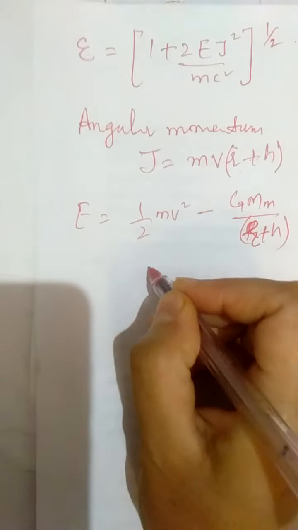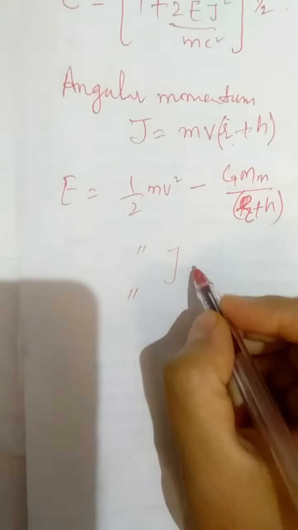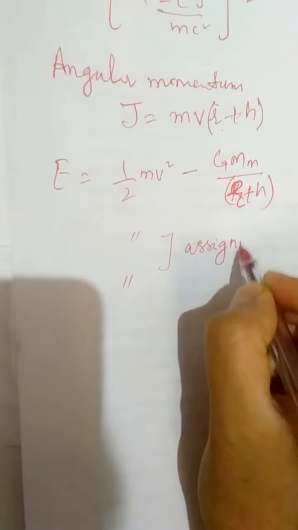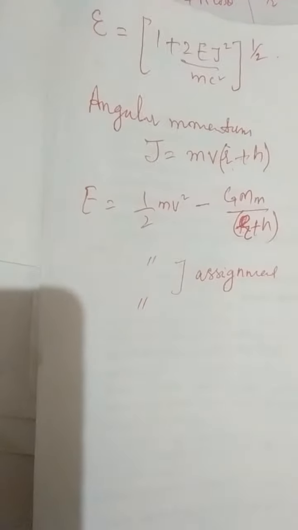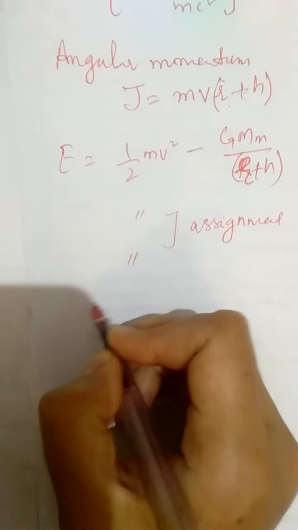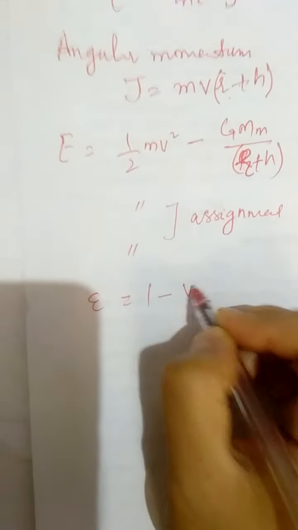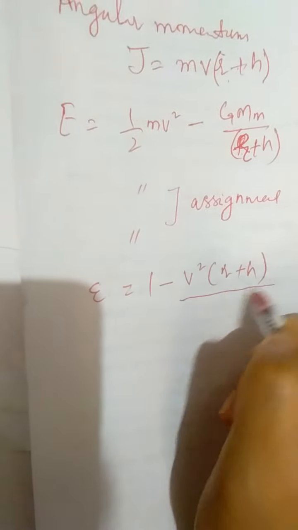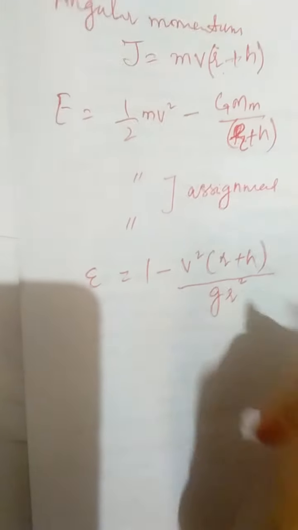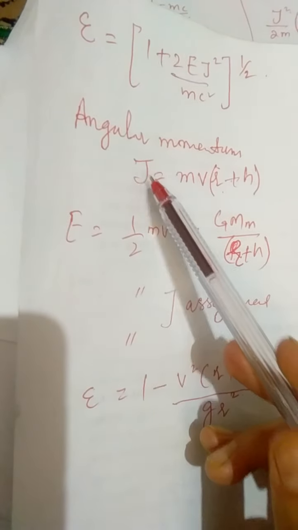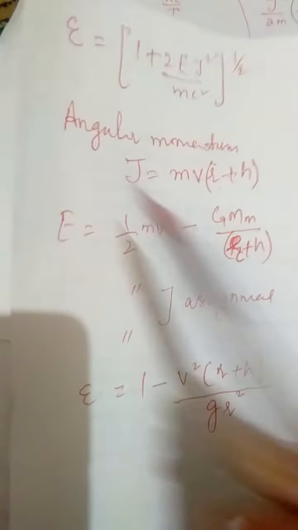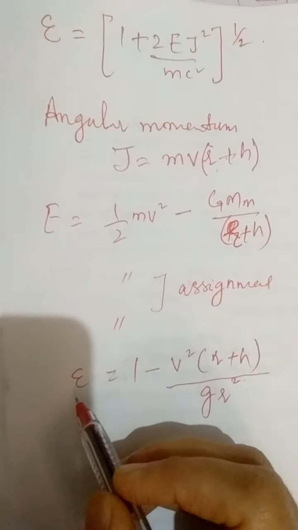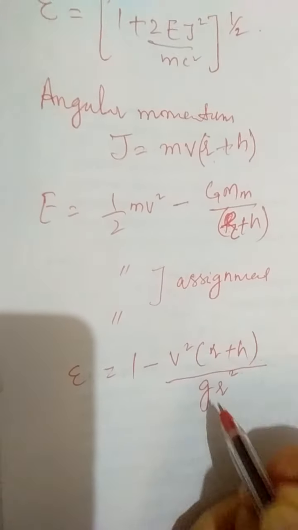Now, once you substitute the value of this j and this e in this equation, you can do it in one or two steps, and I leave that to you as a very small assignment. You can find that the value of this eccentricity comes out to be 1 minus v square (r plus h) divided by g r square, right? So what did we do? We substituted the value of j and e in this eccentricity parameter, and once you simplify that, you achieve this equation, that eccentricity is equal to 1 minus this much.